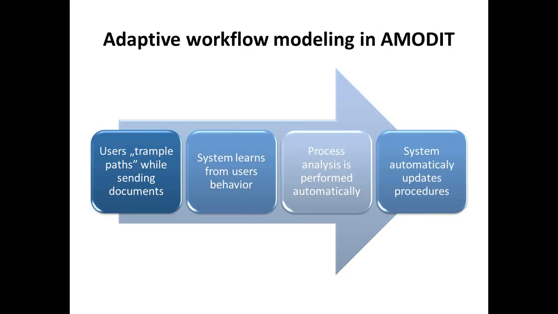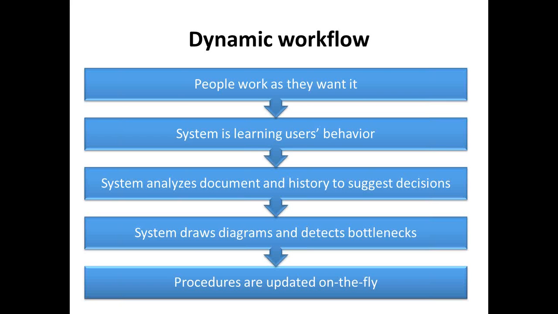The dynamic workflow from our point of view looks like that: people work as they want. The system is just learning the behavior. The system is analyzing whatever people are doing. What is the history of changes, or what is the history of flow of information, what documents were processed by people. And the system should draw diagrams and detect bottlenecks. And when there is a need to make change, it should be updated on the fly.